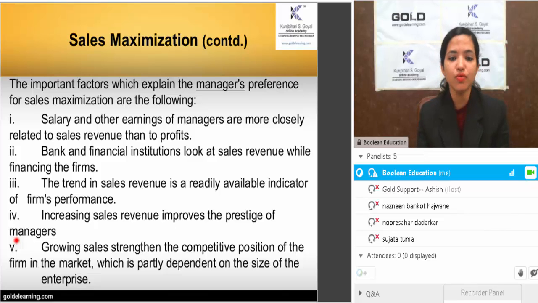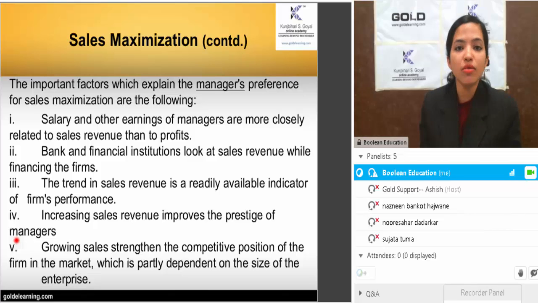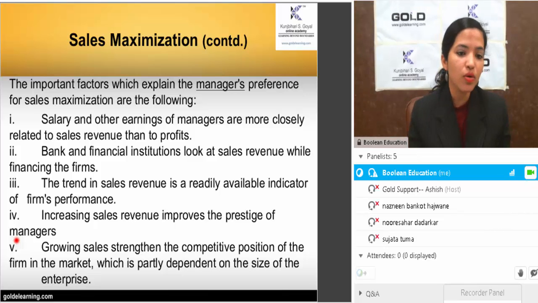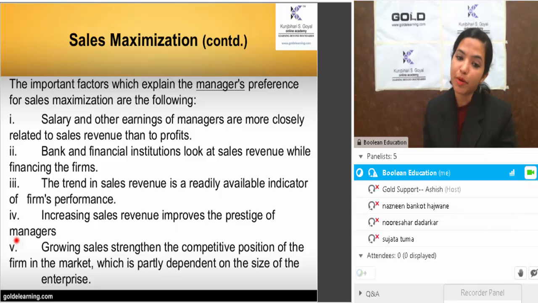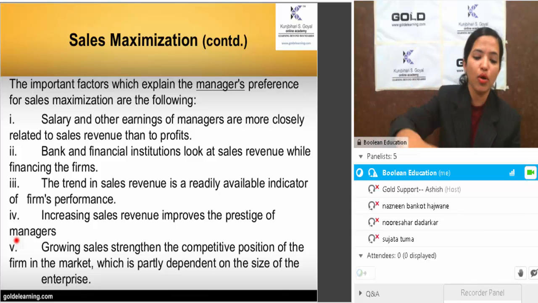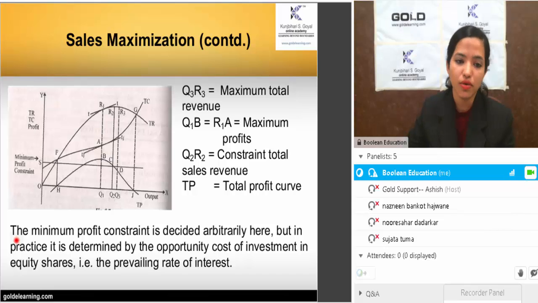Increasing sales revenue improves the prestige of managers. Yes, इसकी वजह से manager का prestige बढ़ता है. The more they sell, उनका prestige कंपनी में उतना ही बढ़ता है. Hence, they aim at sales maximization more than profit maximization. Growing sales strengthens the competitive position of the firm in the market, which is partly dependent on the size of the enterprise. जितना ज़्यादा sale है कंपनी का उतना ही उसका market में भी value बढ़ेगा, right? Because of all these reasons we say that sales maximization is an important, a crucial objective of the firm.